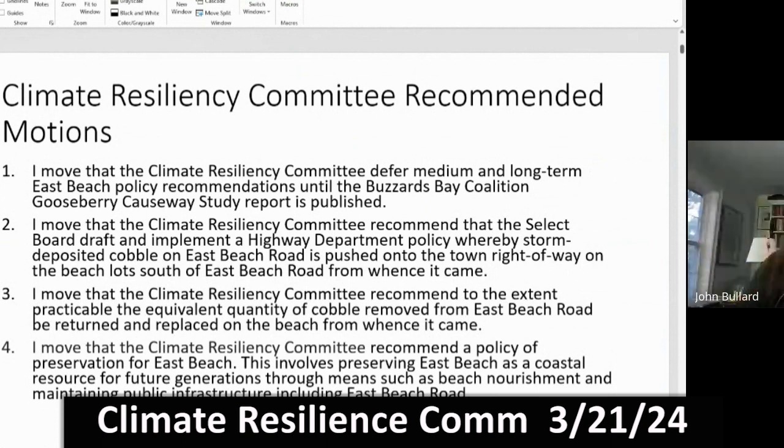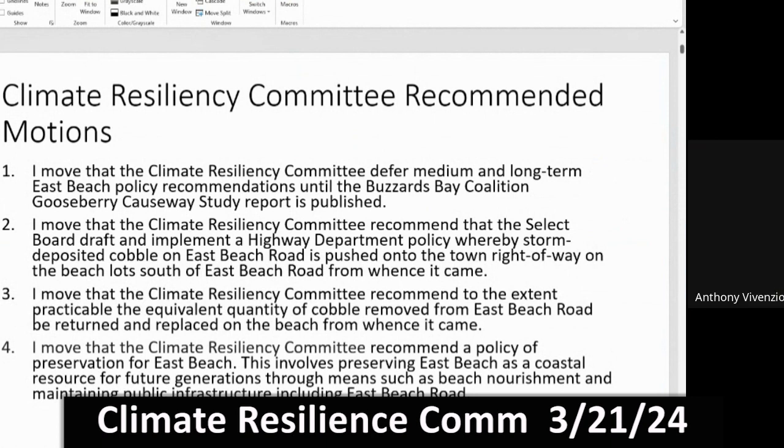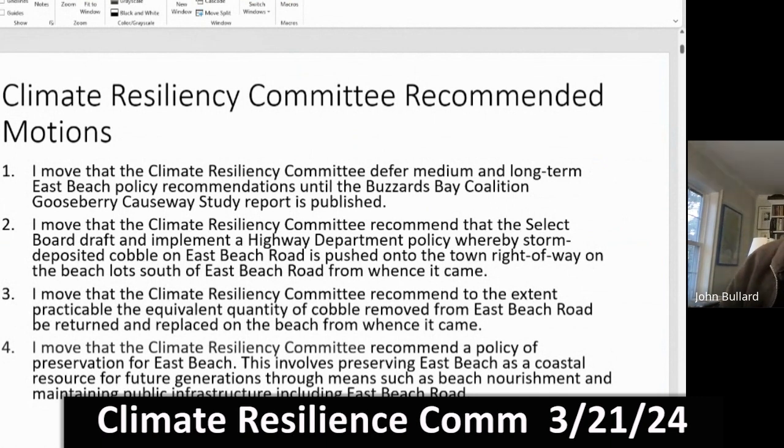All right, we are now on question or motion four. I move the Climate Resilience Committee recommend a policy of preservation for East Beach. This involves preserving East Beach as a coastal resource for future generations through means such as beach nourishment and maintaining public infrastructures, including East Beach Road. Tony, are you making this motion? I so move. And Kevin, are you seconding it? Yes. All right. Do we have any discussion on this motion?